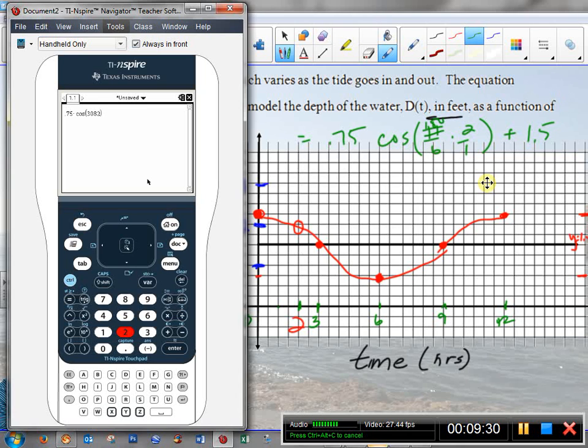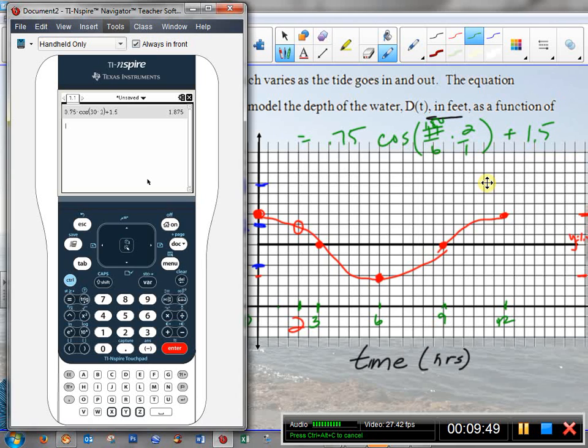Oh, did I put something in there I shouldn't have? Yep, 30 times 2. I'm going to close the parentheses off, and then I'm going to add 1.5 at the end. And when I hit that, it says 1.875.